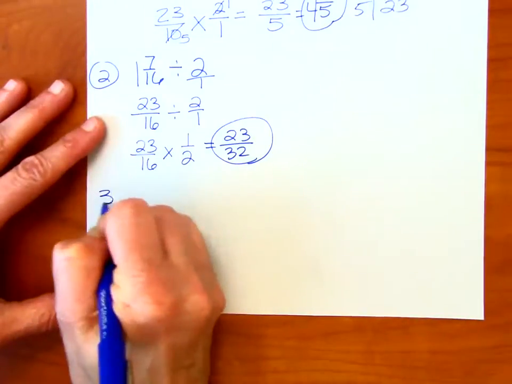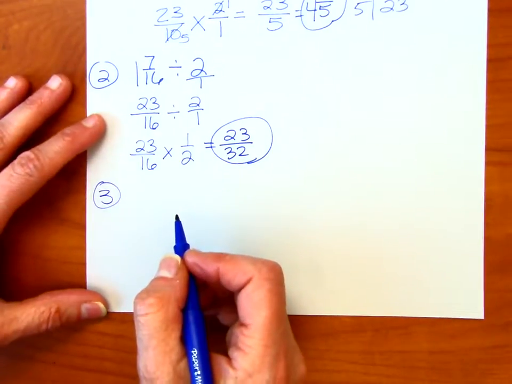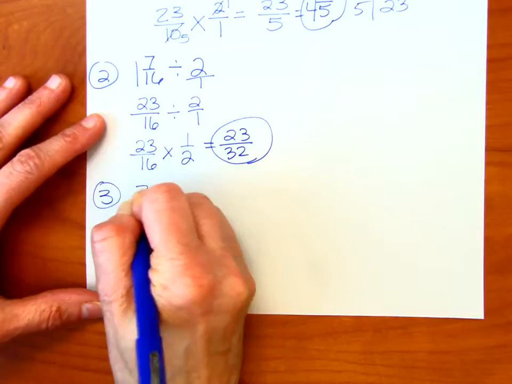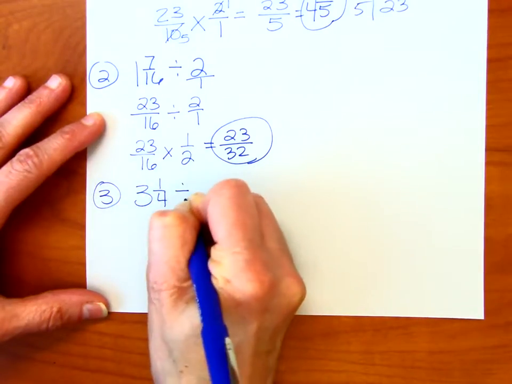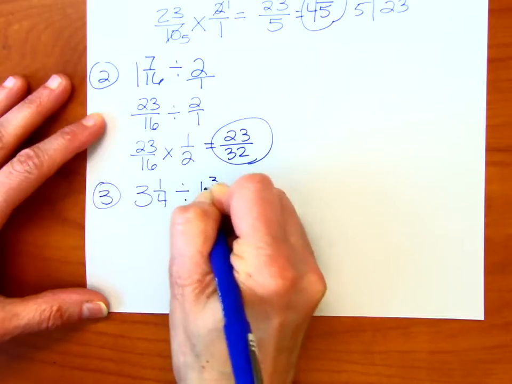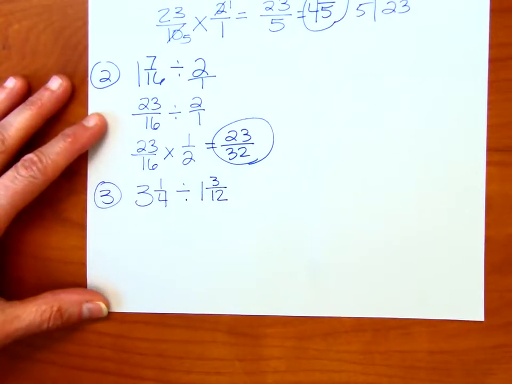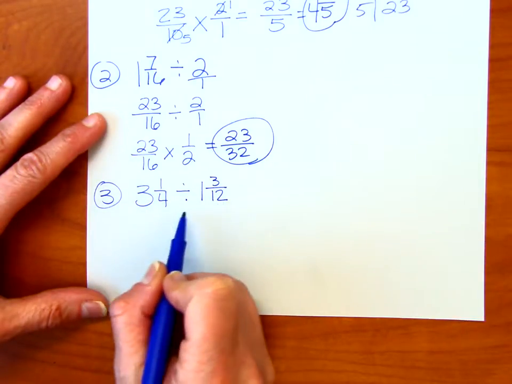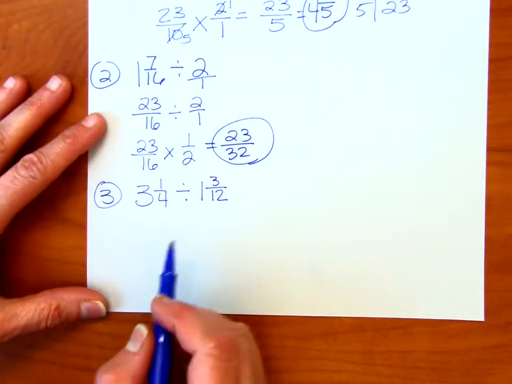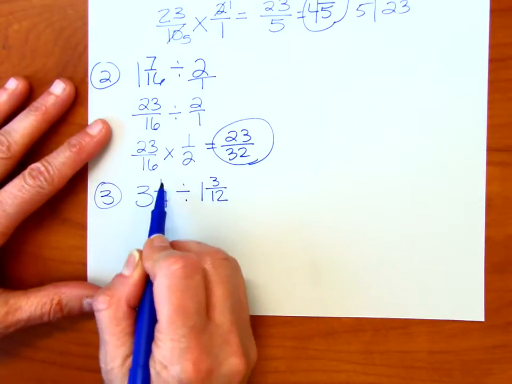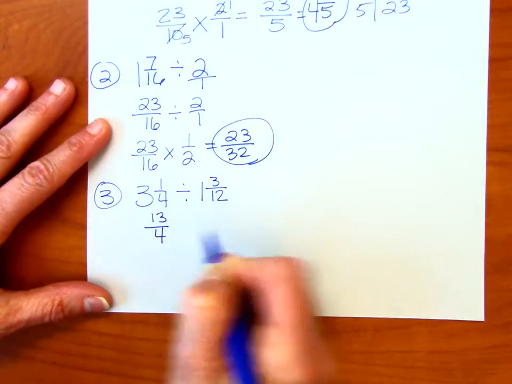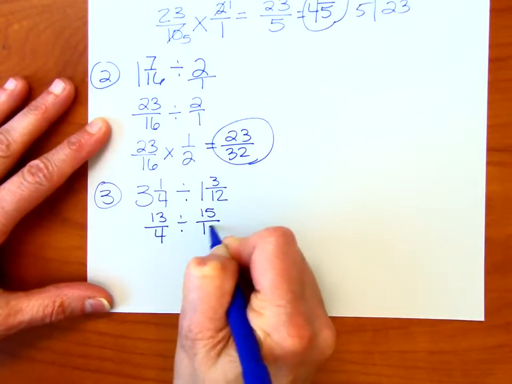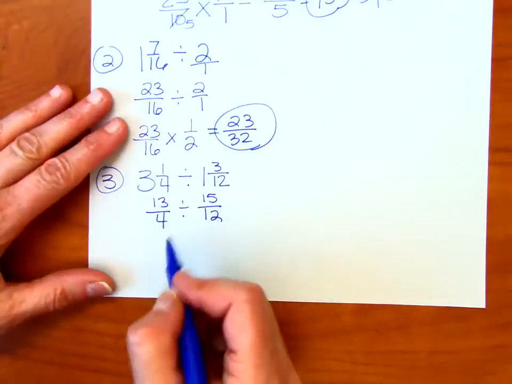Okay, now the third problem, we're going to divide a mixed number by a mixed number. So in this one, we have 3 1/4. We'll divide that by 1 3/12. So I'll go ahead and convert these to improper fractions, and then we'll do what we need to do to complete the problem. So that's going to be 4 times 3 is 12, plus 1 is 13/4. And we have 12 times 1 is 12, plus 3 is 15/12. Now I'm going to flip and multiply.